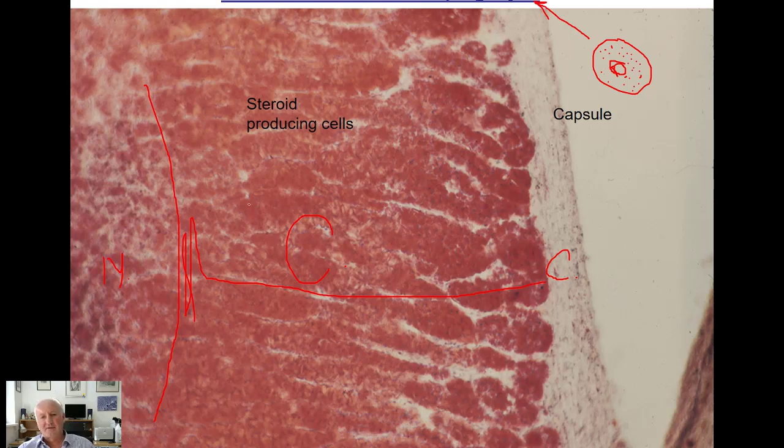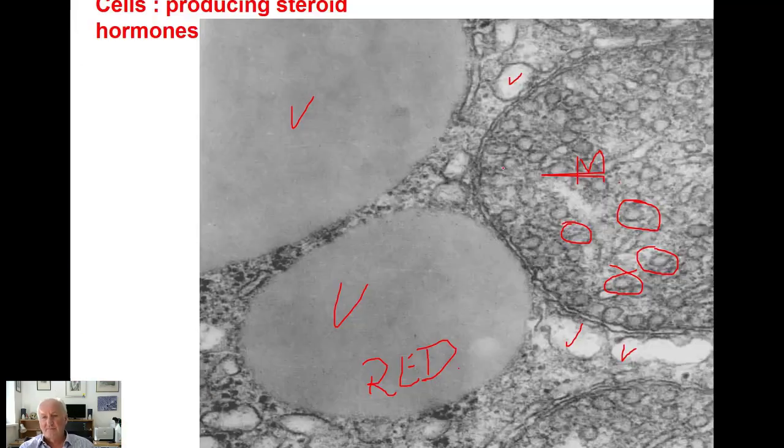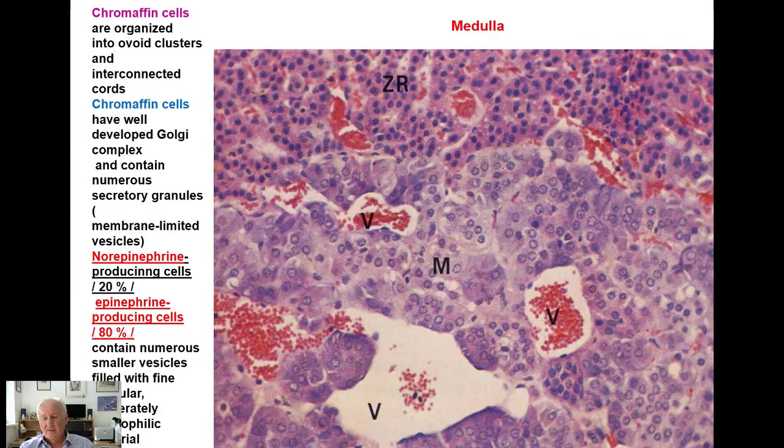Here are the cells in the cortex of the suprarenal gland. Then the medulla. You see here a small piece of the still zona reticularis of the cortex, and those cells are already in the medulla. There are two basic types of cells in the medulla. One type is producing epinephrine, adrenaline, about 80% of those cells, and about 20% are producing norepinephrine, or noradrenaline. They are both catecholamines.